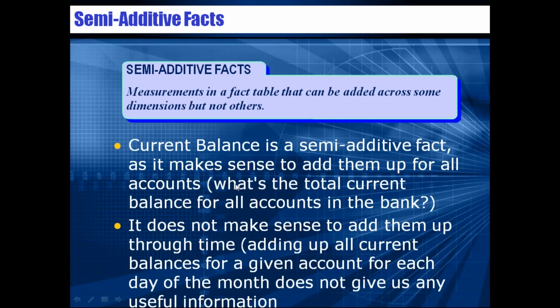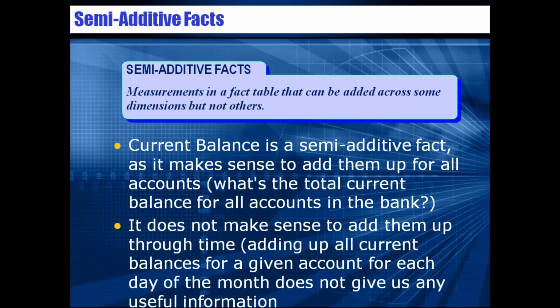And the next type is called semi-additive fact. The measurement in a fact table that can be added across some of the dimensions but not others. If we can keep on adding the facts based on a few dimensions but not all, those are called semi-additive facts. For example, current balance. In my account I have a current balance.